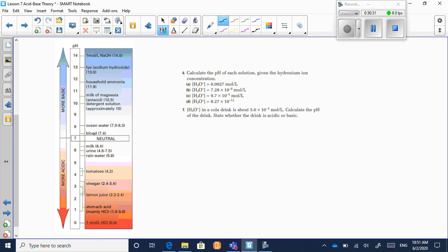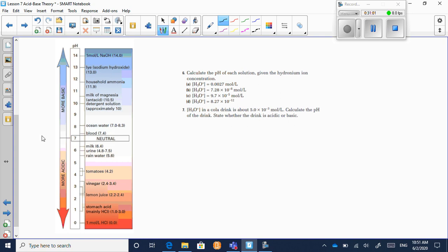Basic solutions: blood is slightly basic, it's 7.4. Ocean water is about 7 to 8.3. You can see detergents and antacids that you take if you have indigestion are 10.5. Household ammonia is 11.9. Here's lye, which is another name for sodium hydroxide, at 13, and so on. So there's the pH scale.